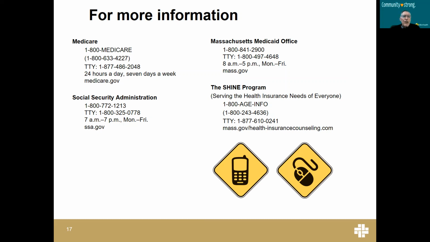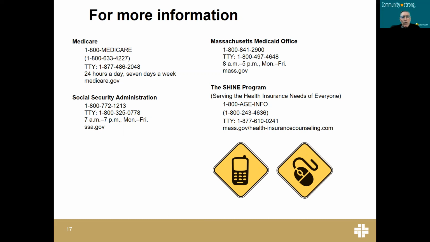Social Security Administration is 1-800-772-1213, and that's at SSA.gov. Now, you may also want to contact the Massachusetts Medicaid office at 1-800-841-2900 at mass.gov. They have a program called Prescription Advantage, which is a program for people that have high prescription drug costs, and it might be a good resource for you to get some assistance with paying for those medications.